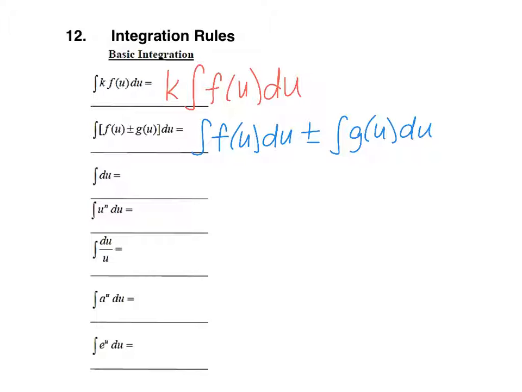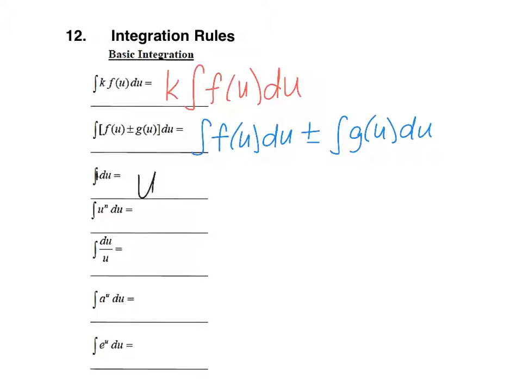Another integral property that's really helpful is if it's just the integral of du, think of it in terms of the integral of 1. Well, what came before 1? Had to be x or u. This is with respect to u, so this is going to be just u.